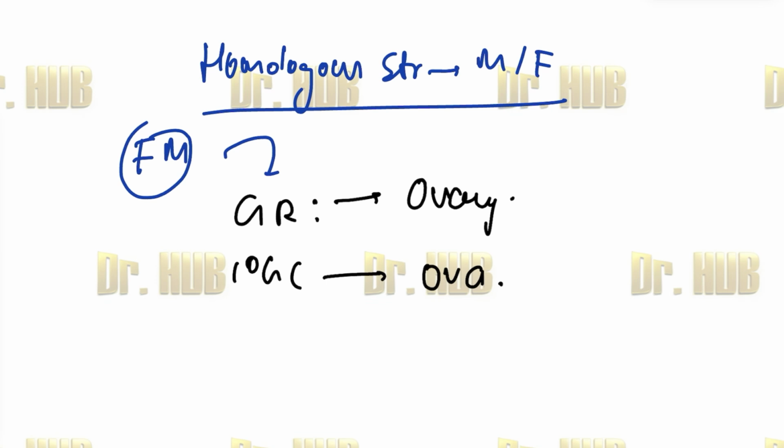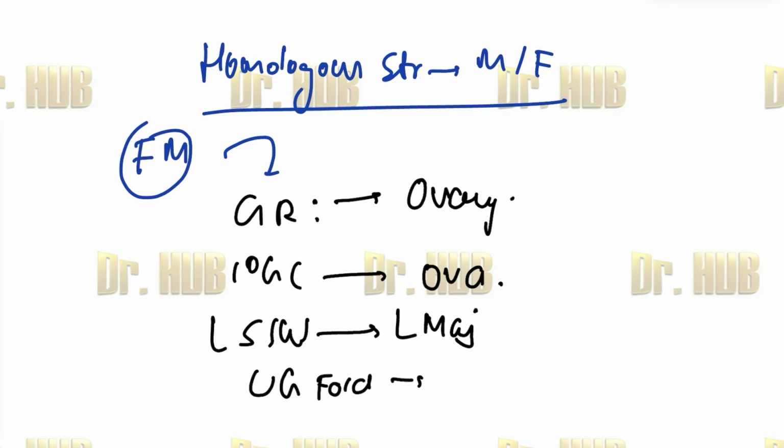Then from the labioscrotal swelling. Labioscrotal swelling will be the labia majora. And looking at the urogenital fold, it is nothing but the labia minora. Next, we move on to the genital tubercle. So, talking about the genital tubercle, it is the glans clitoris which arises.